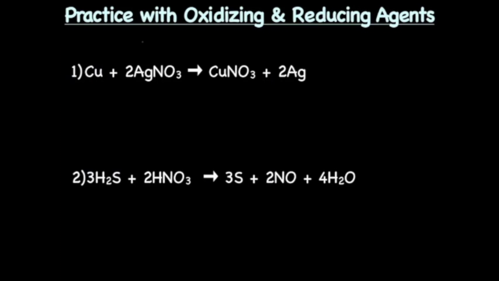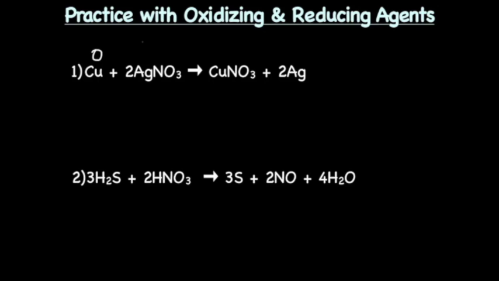Okay, let's practice assigning who's been oxidized, who's been reduced, who's the oxidizing agent, and who's the reducing agent. Let's do that by assigning oxidation numbers. Okay, so with number 1, copper is a free atom, which means it has an oxidation number of 0.